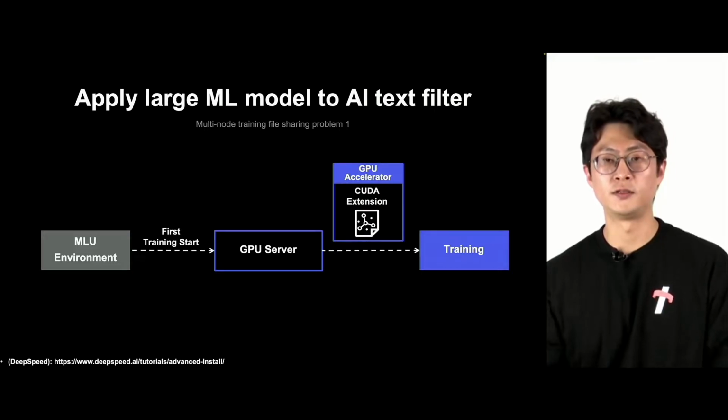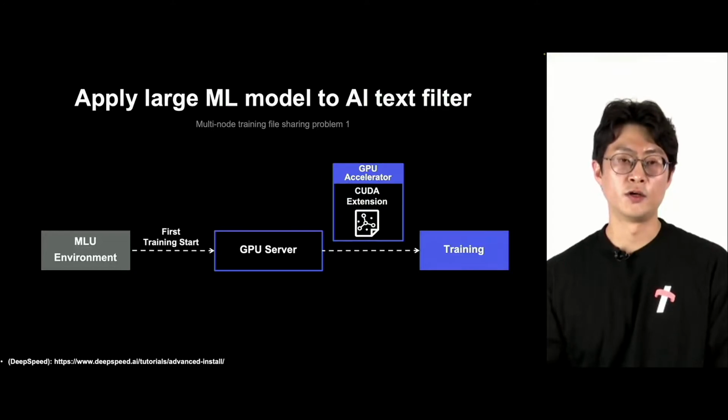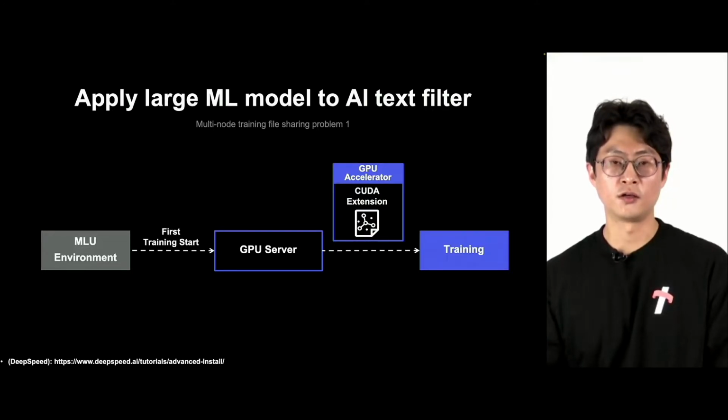Secondly, when the MLU environment is set up in DeepSpeed and we provide training in a single-node environment, we need to create the CUDA extension file for GPU acceleration. And based on the CUDA extension file, training can be accelerated. But how can the training be done in the multi-node environment?